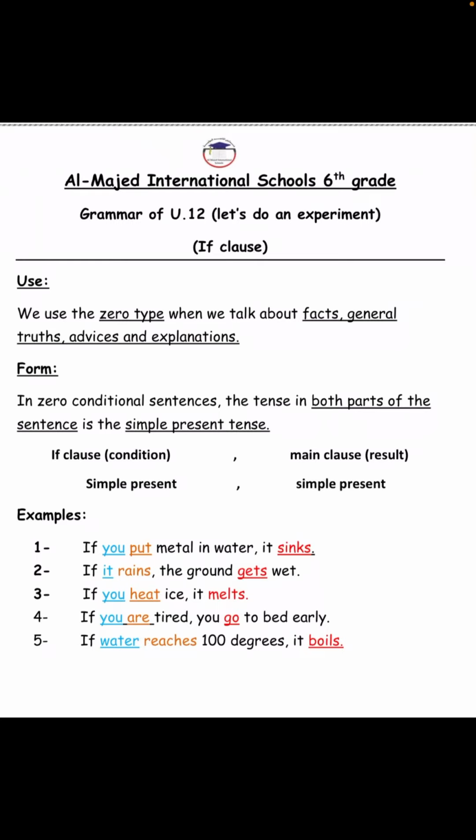Form of the zero type. In zero conditional sentences the tense in both parts of the sentence is the simple present tense. Look at the first part of the sentence. The first part is the condition.